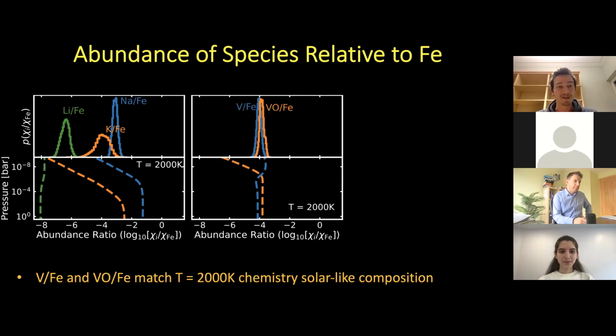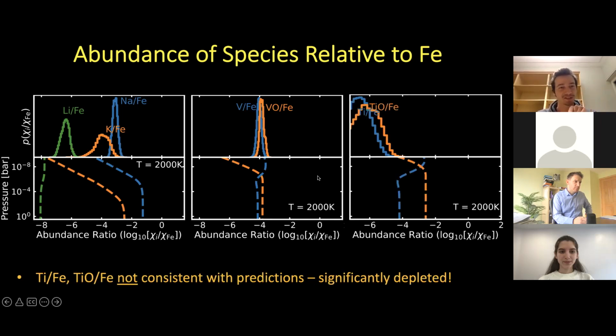Here, if you have vanadium and vanadium oxide, these actually fall smack on to what we would expect, which, to be honest, was a bit surprising that they align so well with our models. But vanadium and vanadium oxide are actually very similar to titanium and titanium oxide. Now, titanium oxide is also something that acts as a UV absorber on ultra-hot Jupiters.